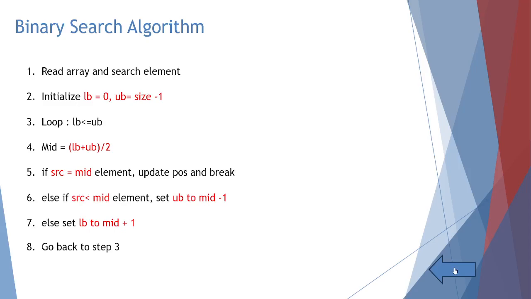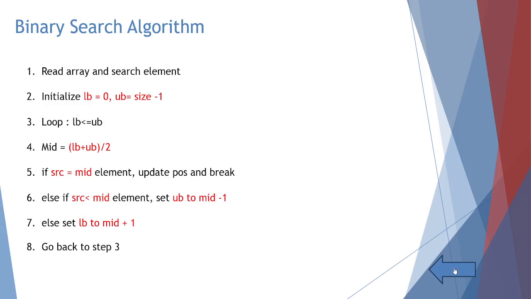We find whether SRC equals the mid element or not. First if statement: if it is true, position is updated, found, and break. Else if that is not equal, then check whether SRC, the search element, is less than mid or not. If it is lesser, then our UB will be mid-1. Very important: search space is divided into half, 1/4, 1/8, like that.